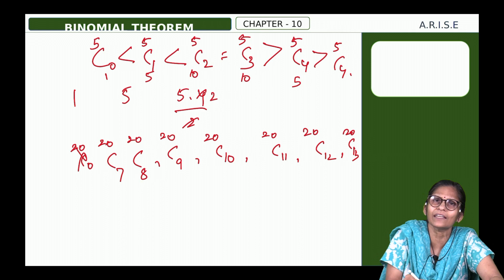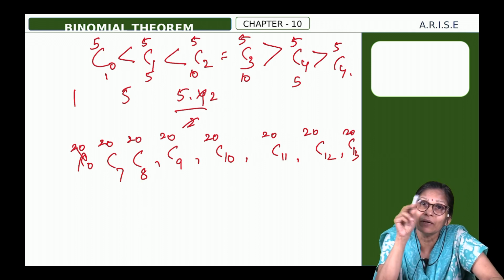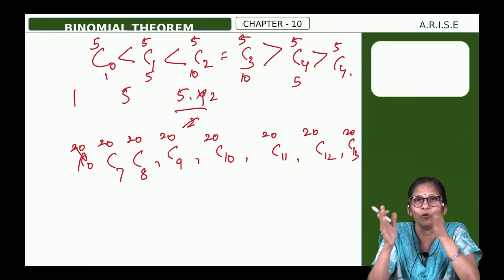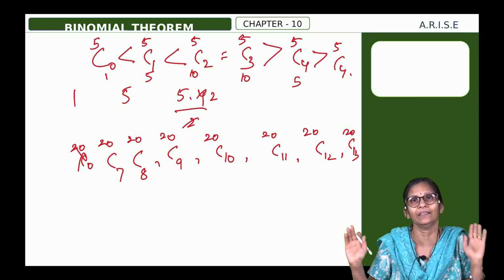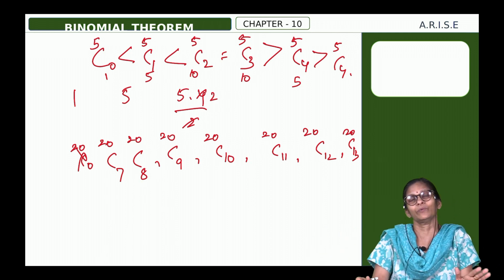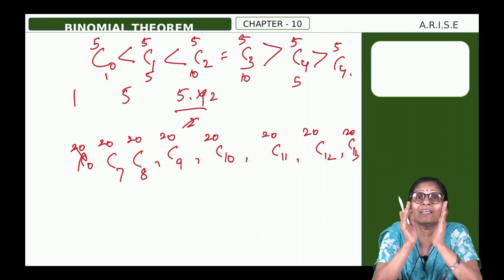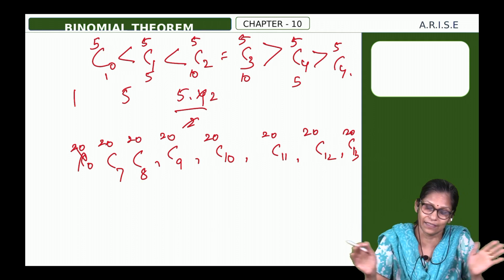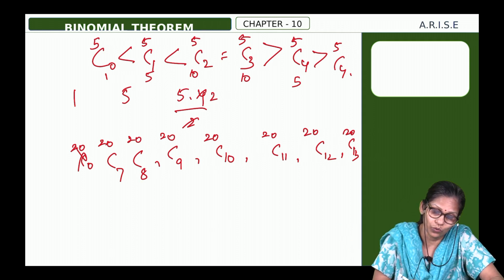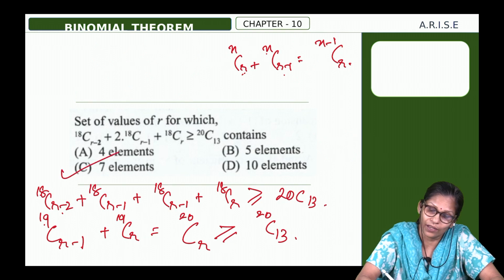The same logic applies here. The middlemost NCR will assume the maximum, and then on either side, on one side it comes in ascending order and then on the other side descending order. That is the logic which applies. The maximum value of 20CR will be at 20C10. Then on one side it is ascending, on the other side it is descending. So these 1, 2, 3, 4, 5, 6, 7. 7 values of R will satisfy this inequality. 7 is your answer.